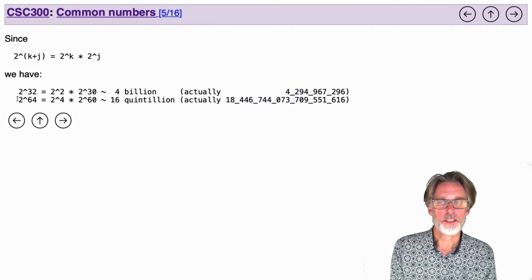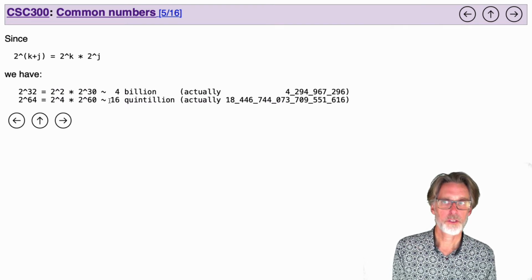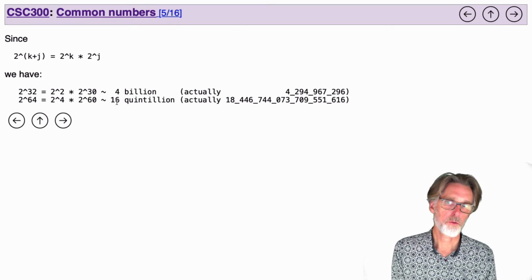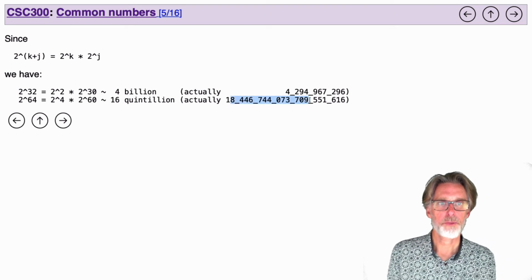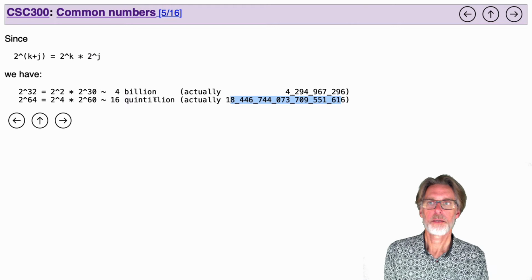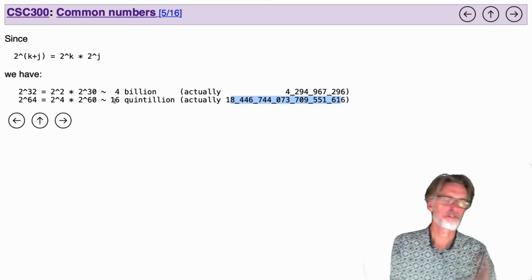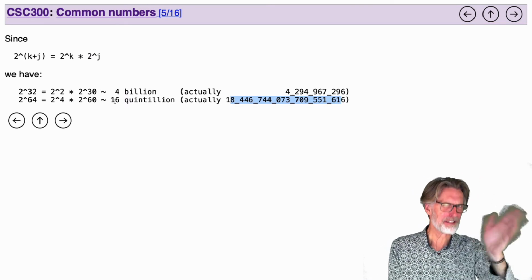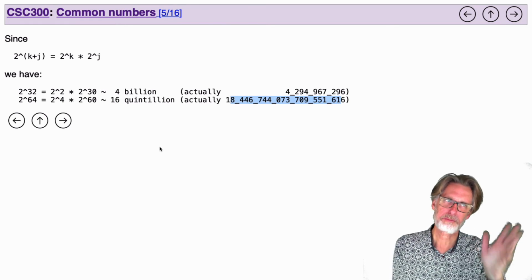What about 2 to the 64th? Well, 64 is nothing but 4 plus 60. So that's 2 to the 4th times 2 to the 60th. 2 to the 4th is 16. 2 to the 60th is a quintillion. So we're at about 16 quintillion. And you can see here that the error sort of piles up a bit. It's actually closer to 18 quintillion, but 16 quintillion's good enough. Quintillion's a lot. That's a big number, so we're fine.